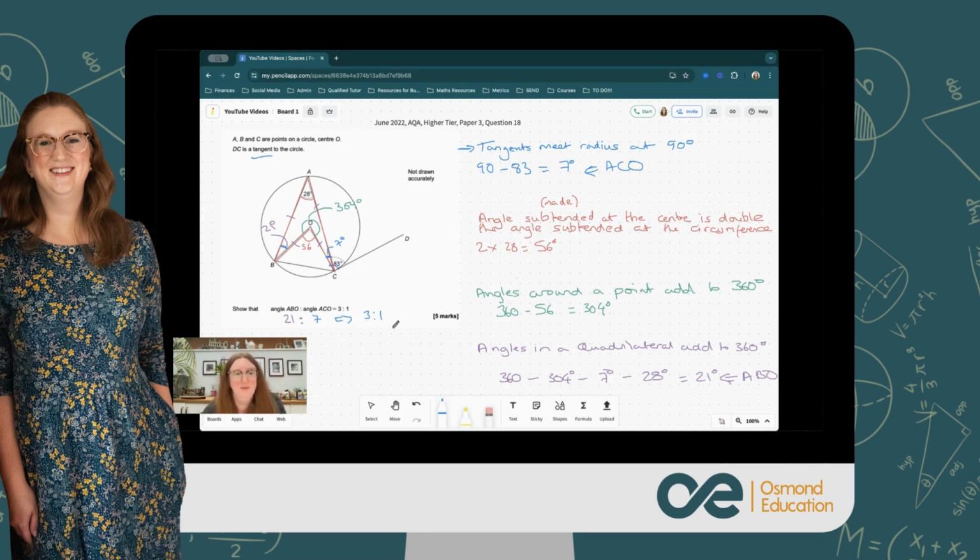But even if you can't complete this question, it's really important to note that you can get a lot of the marks as you go through. This is your first mark here, getting that 7. Your second mark using this method is getting the 56. Your third mark is getting the 304. Your fourth mark for getting the 21, and your final and fifth mark for getting 3 to 1 by cancelling down the ratio. So even if you can't do the whole question, try and work out any angle you can on there using the methods that you know, and that'll help you get some of the marks on this question.